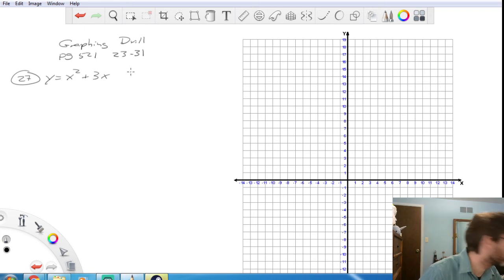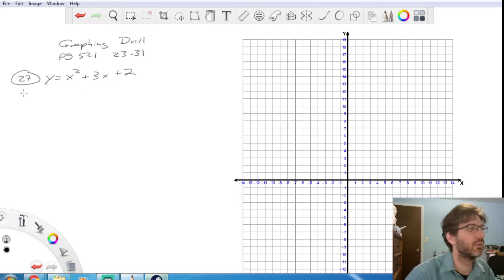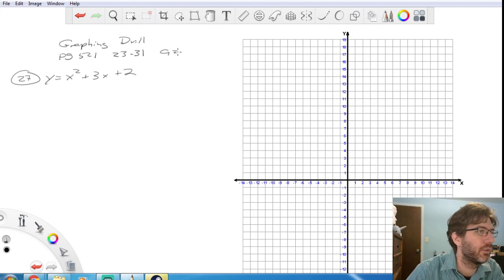Plus 3x plus 2. Again, I know A is going to be 1, I know B is going to be 3, and I know C is going to be 2. Axis of symmetry is my first step.